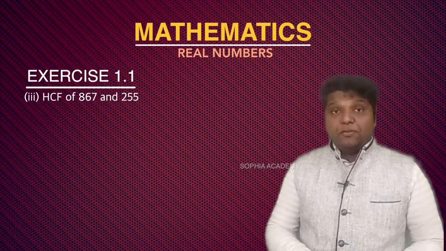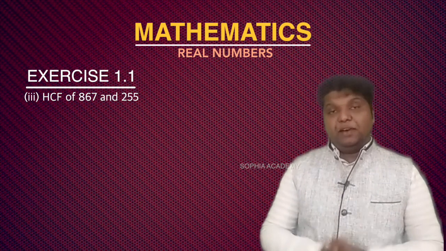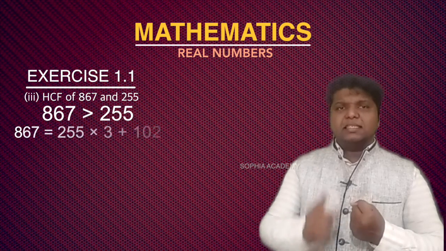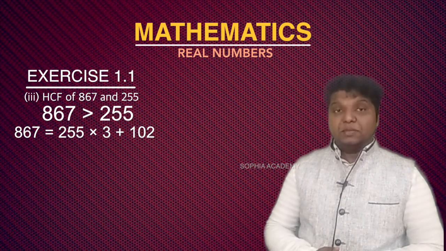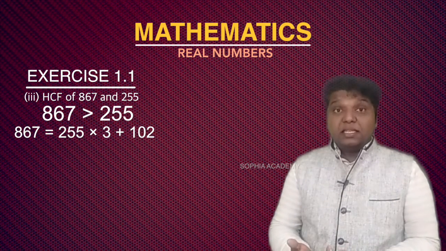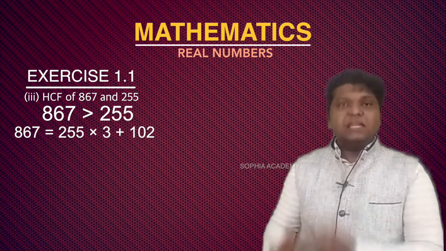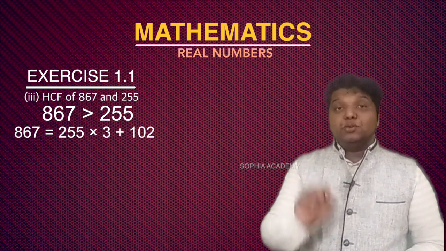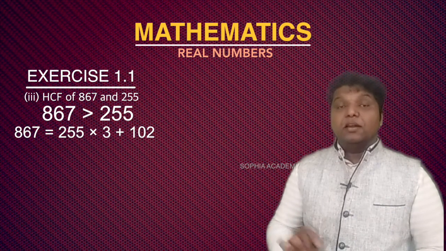Question number 3. Find the HCF of 867 and 255. Same method, right? Choose the bigger number. 867 is equal to, tell me, in 255 how many times does it come? If you don't know, you can just divide on the side, okay? There is no need to memorize these big numbers; it's not possible at all. You just divide on the side and you can understand how many times it comes. 3 times.